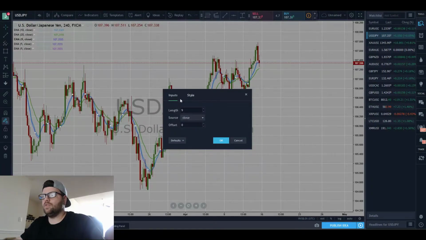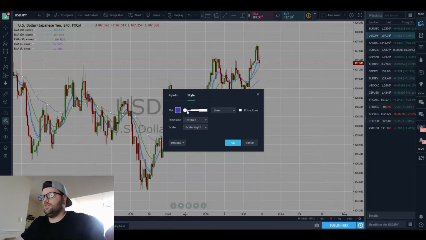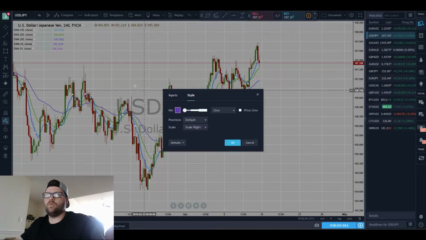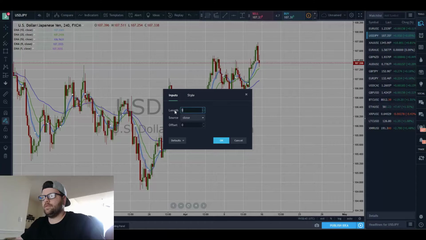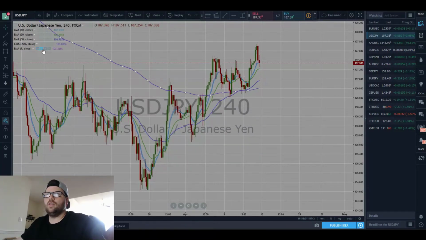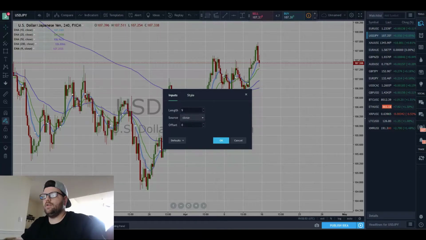So then we'll make this one the 50, make that a little thicker, purple is fine. Make this one the 200. Again, make this one a little bit thicker, and these are all based on close. And then the last one we'll do as the 800.